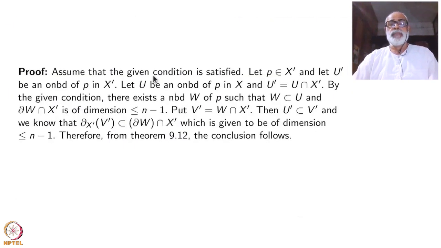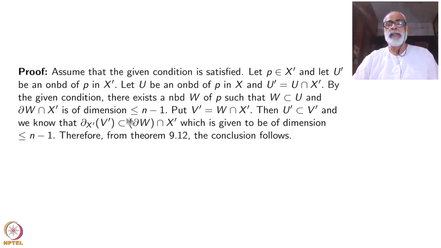Assume that the given condition is satisfied. So that is the converse part here. Let p belong to X' and U be a neighborhood of p in X'. Now every neighborhood can be expanded to a neighborhood of the point inside the larger space, by the definition of subspace topology. Let U be a neighborhood of p in X such that U' is U intersection X'.